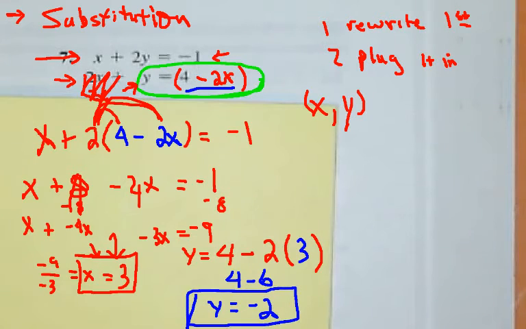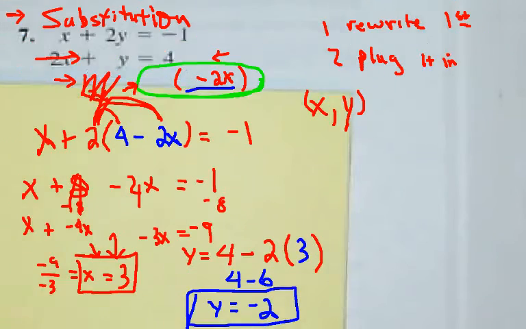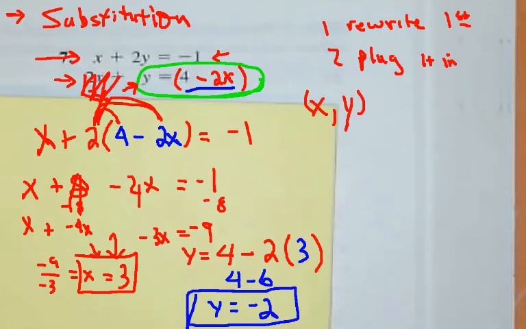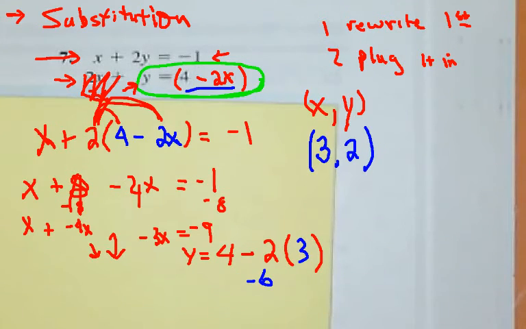So, remember, the answer is the ordered pair. Keep zooming. The answer is the ordered pair, so the answer is 3, 2. That's what we want. The place where the 2 lines cross is 3, 2. Yay! So, that's substitution. You've done it before, I know. I'll do another one just so you know.